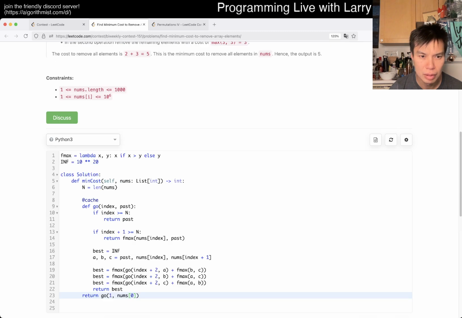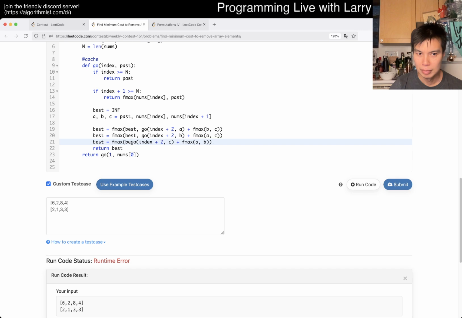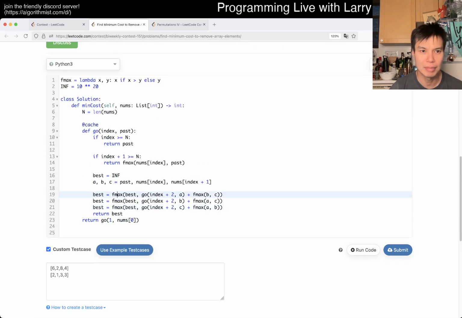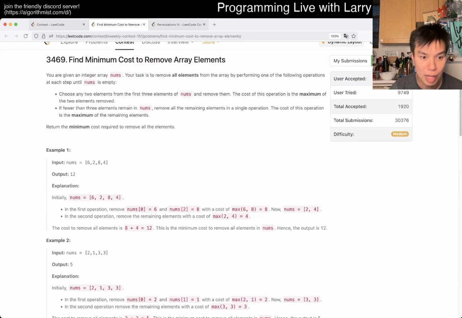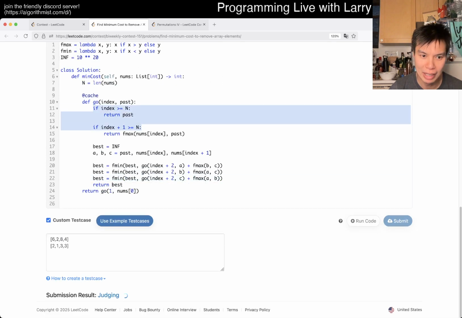Lambda. Oh, I'm dumb, I forgot to. Ooh, infinity. Oh, it's not fmax, we want fmin. fmax is for the score, but fmin is for the optimization. Silly Larry. Easy fix though. And 5. YOLO. Not 100% confident about the base cases, but I was just YOLOing.